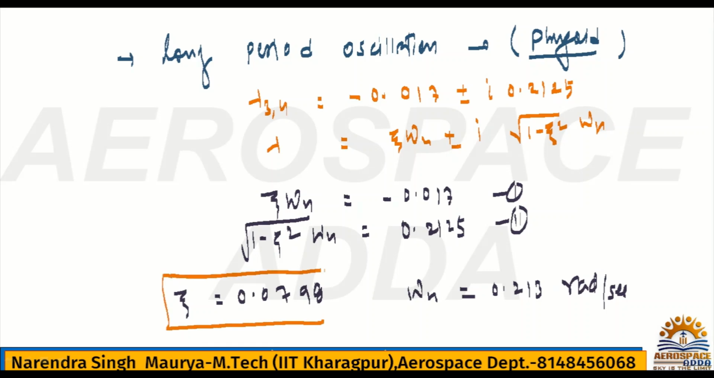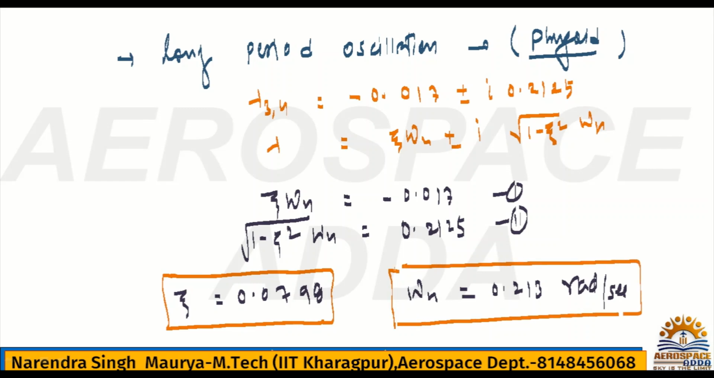So these two values are very important, because they had asked in the problem to calculate damping factor and natural frequency. In GATE, many times they had asked these values only: simply what is the damping ratio and what is the natural frequency. Sometimes they will ask the damping frequency also. So omega d is nothing but root of 1 minus xi square times omega n.